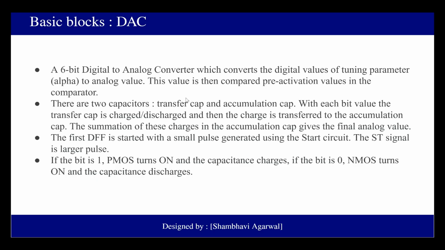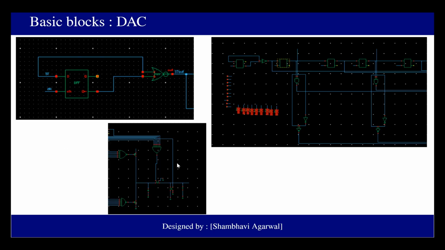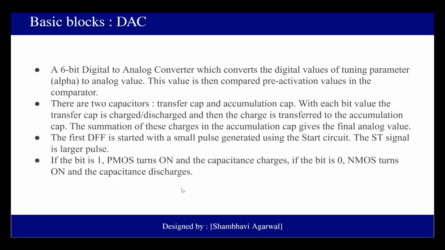There are two capacitors, the transfer capacitor and the accumulation capacitor, which can be seen here. This is the transfer capacitor and this is the accumulation capacitor. And with each bit value, this transfer capacitor is either charged or discharged, and then this charge is transferred to the final accumulation capacitor. And this capacitor gives the summation of all these charges, which gives the final analog value.